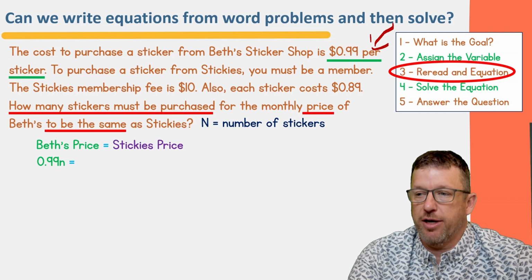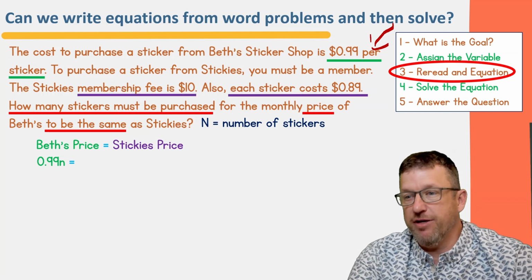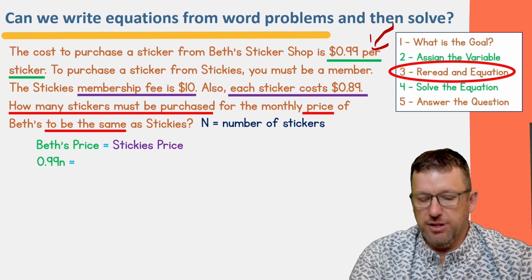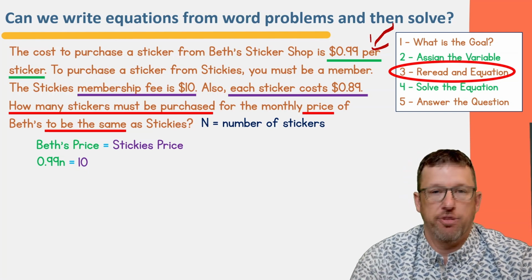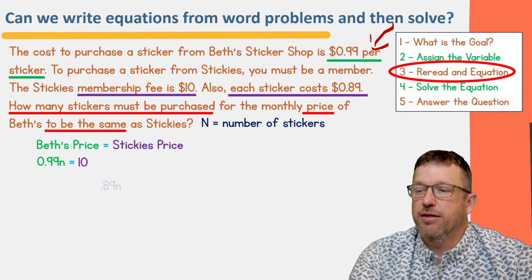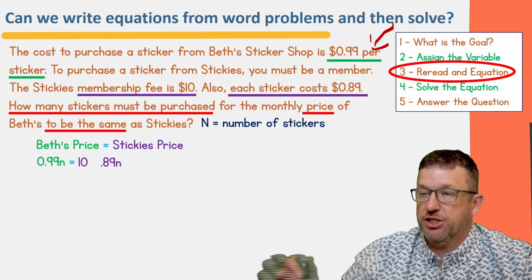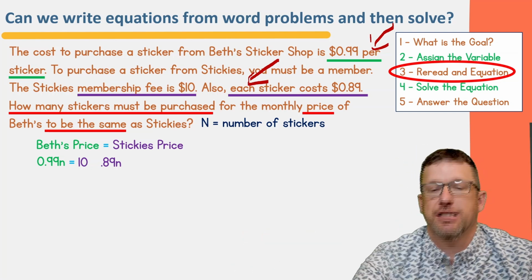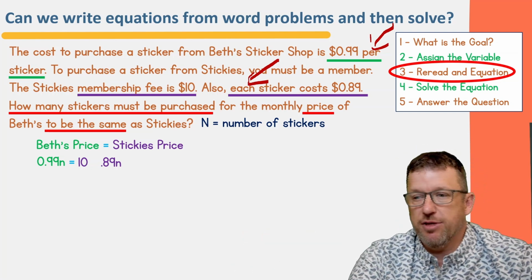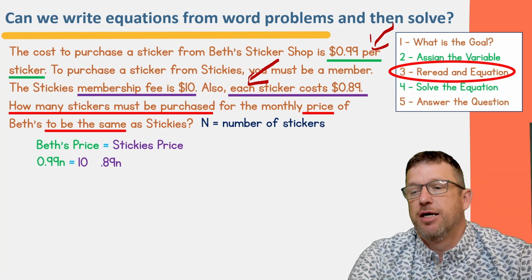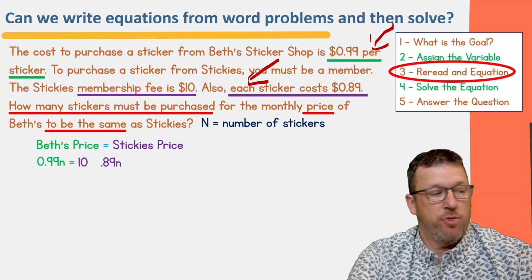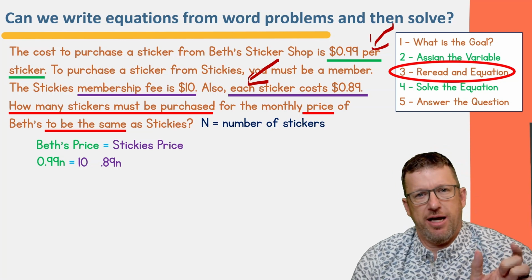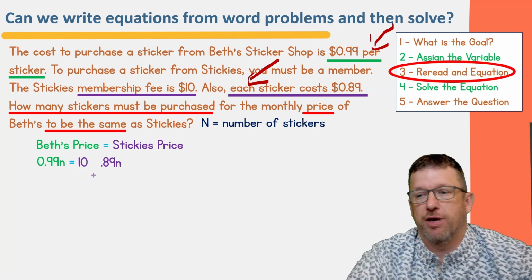Now we need to find Stickies' price. Stickies' price tells us that it's a membership fee of 10 bucks, and then each sticker costs 89 cents. So there are two parts to this one. First of all, there is a $10 fee. No matter what, you're paying it. And then there's also a per-sticker cost. Another keyword right there is each. Each sticker costs 89 cents, so that's 89 cents per sticker, same thing. You're multiplying the sticker cost times the number of stickers, so 0.89 times N. Are we going to add, subtract, or multiply these together? Well, it's $10 and the price per sticker, so we're going to add.